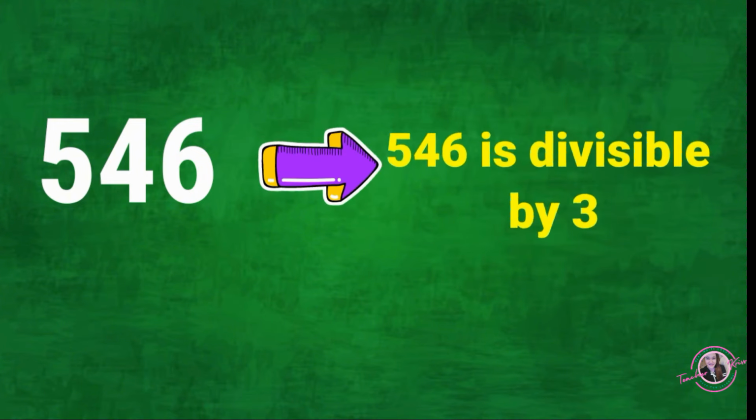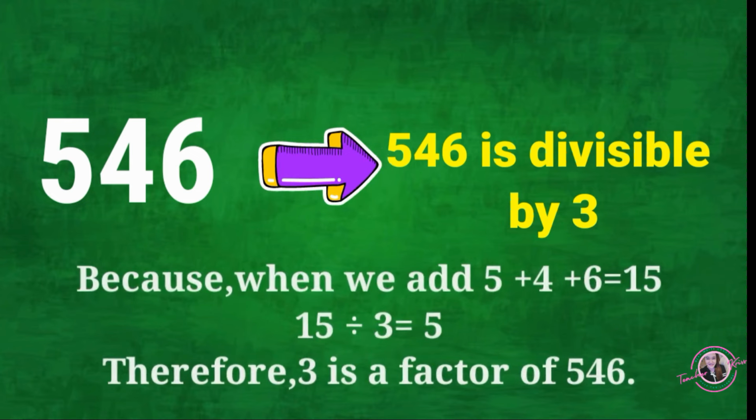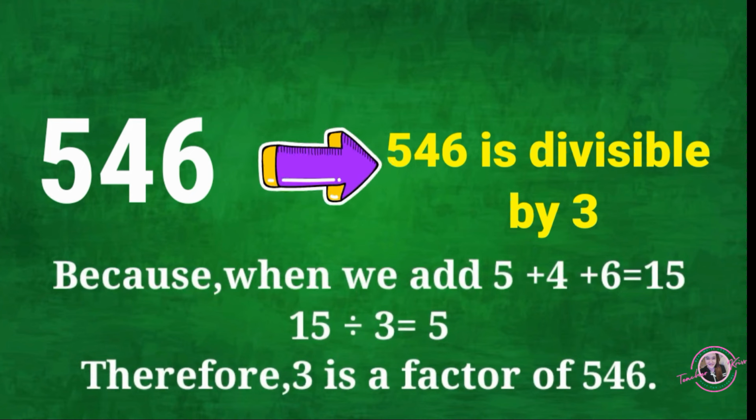Correct! 546 is divisible by 3 because when we add 5 plus 4 plus 6, the answer is 15. Then 15 divided by 3, the answer is 5. Therefore, 3 is a factor of 546.